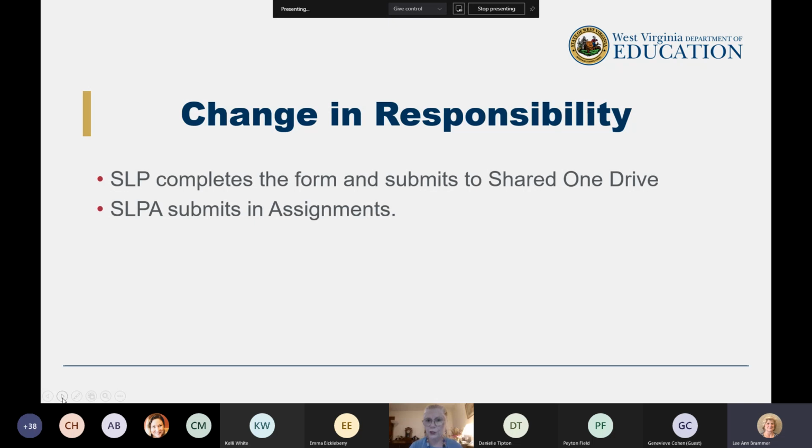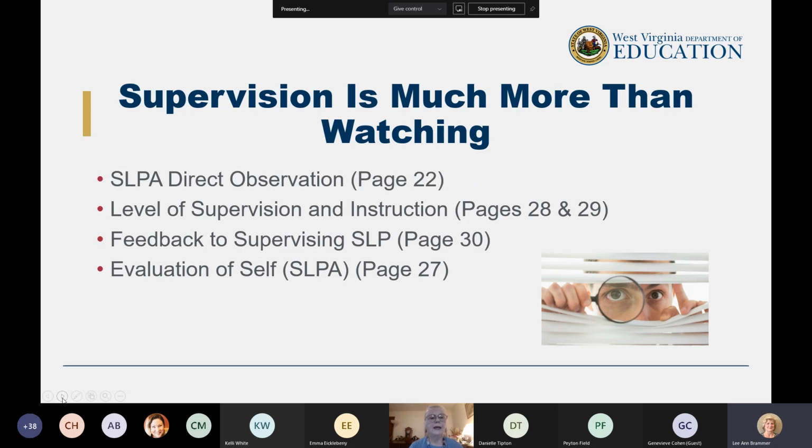So we're going to have that shared OneDrive that the SLP would submit that documentation to each 9 weeks, and then at the end with a verification report. But the SLP will also have that documentation and will submit it in assignments. And we'll talk about that in a minute. All right. So remember that supervision is much more than just watching.